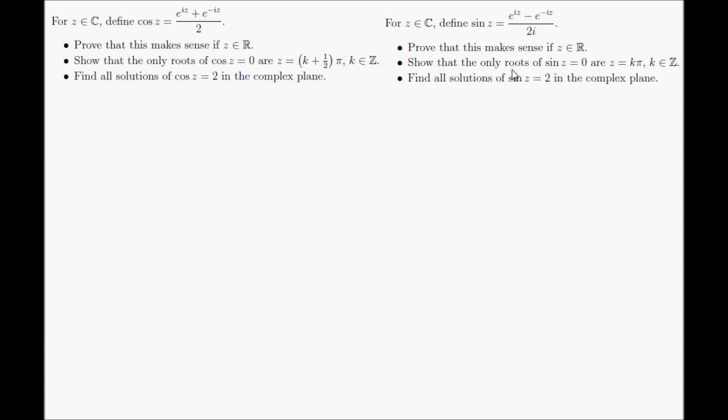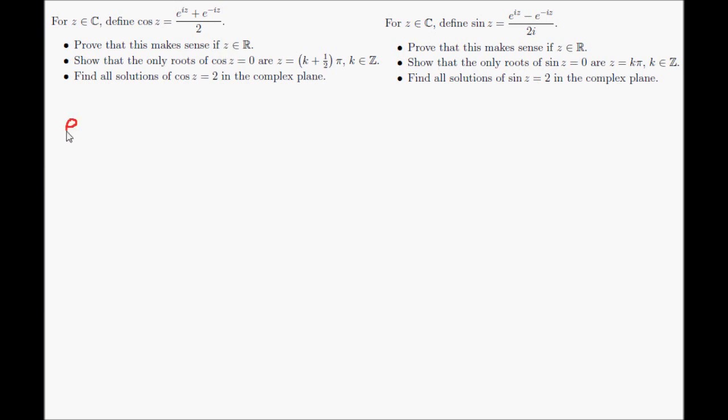So prove that this new definition makes sense if z is a real number. You might want to pause the video and actually attempt these three problems before watching the solution that I'm about to present, and they're going to mirror very much the ones that we just did for cosine.